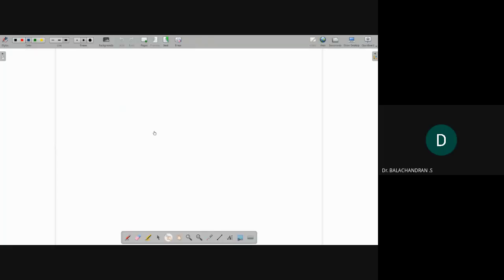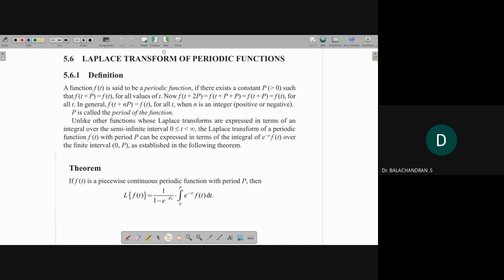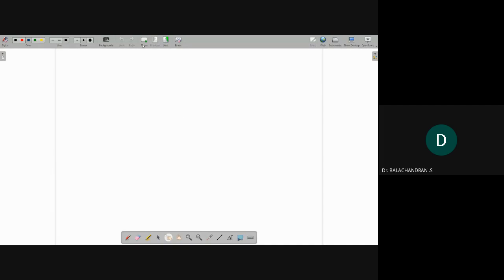So in this class, I'm going to discuss with you periodic functions. Before that, I'm going to solve one more problem in Laplace transform. Actually, I shared this problem in the WhatsApp already. Maybe some of you saw this problem, which I will repeat for you.